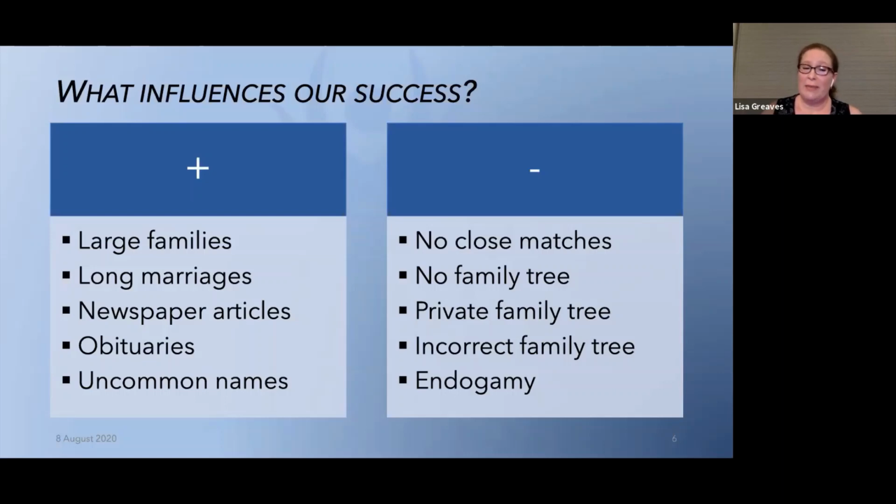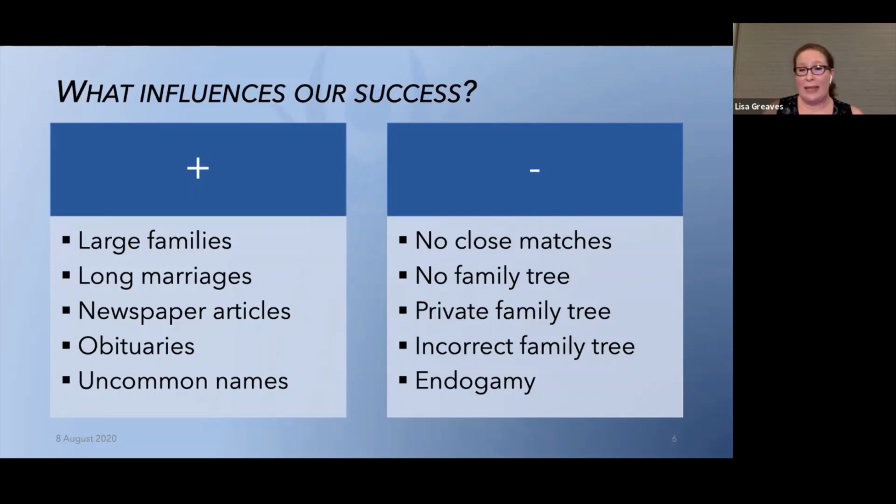Newspaper articles are sometimes the only source of information you have on the most recent two generations of people. So for example, for your closest DNA matches, you might have a hard time finding vital records about them because of privacy restrictions. So newspaper articles and obituaries really help you research. And also uncommon names are very helpful because you can even Google those people sometimes and find information.